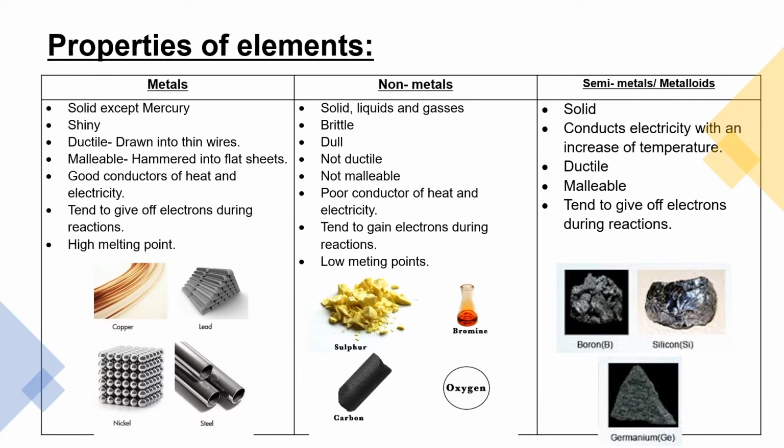Now, non-metals can be solids, liquids, or gases. They are considered to be brittle, which means they can break easily. They are dull in color. They are not ductile, which means they cannot be drawn into thin wires. They are not malleable, which means they cannot be hammered into flat sheets.